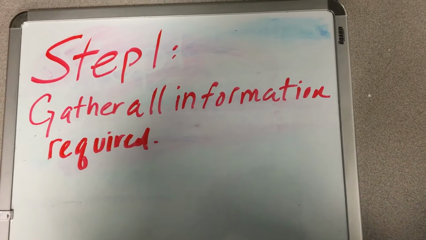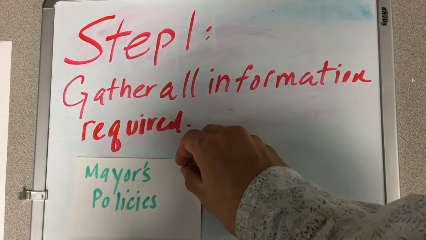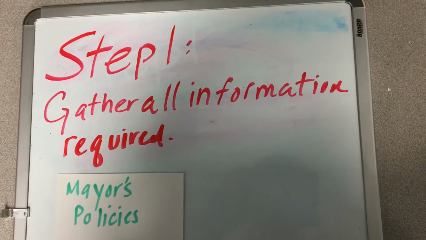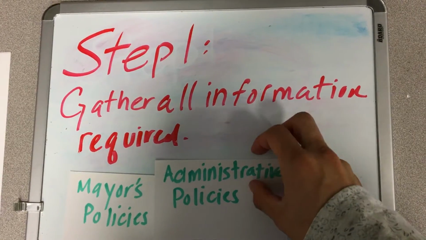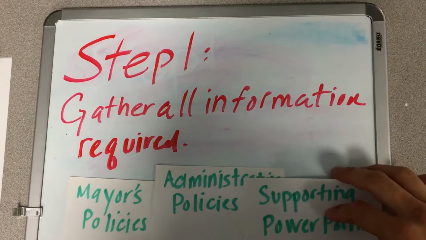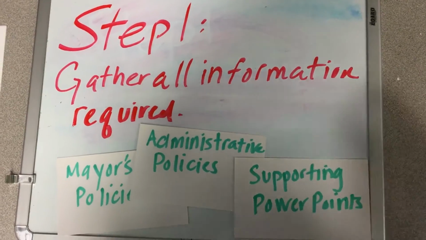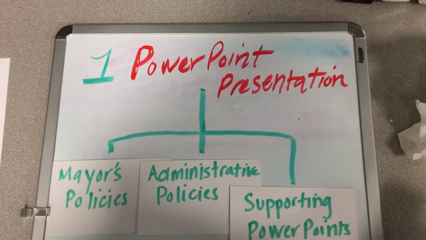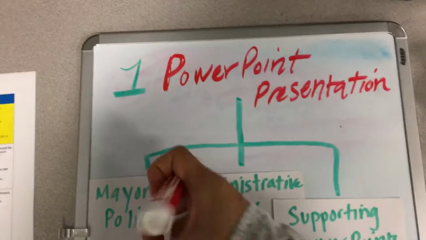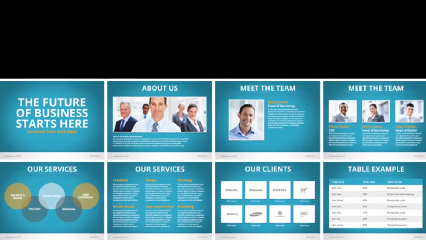Step 1. Gather all the information required. Mayor's policies. Administrative procedures or policies. And any other supporting PowerPoints. All information must be placed in one main PowerPoint presentation. Please combine all information from all the different PowerPoint presentations and place them into the main PowerPoint presentation.